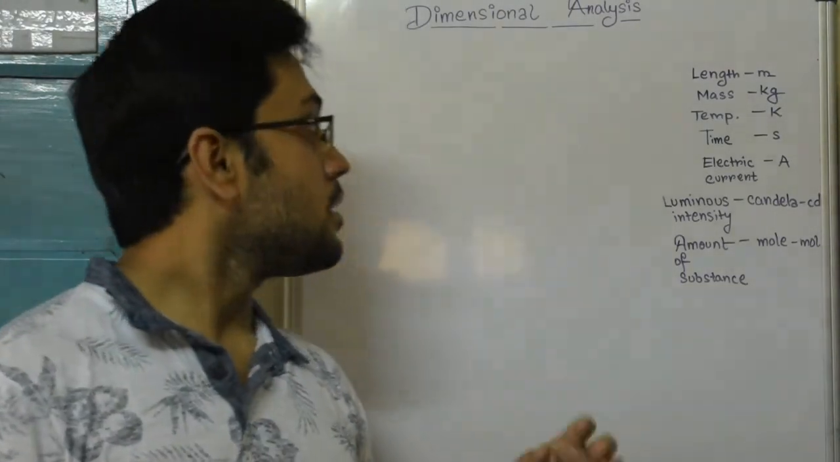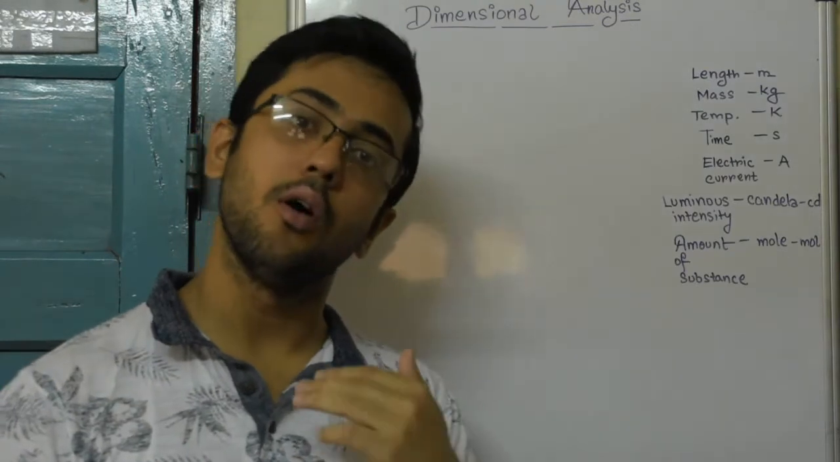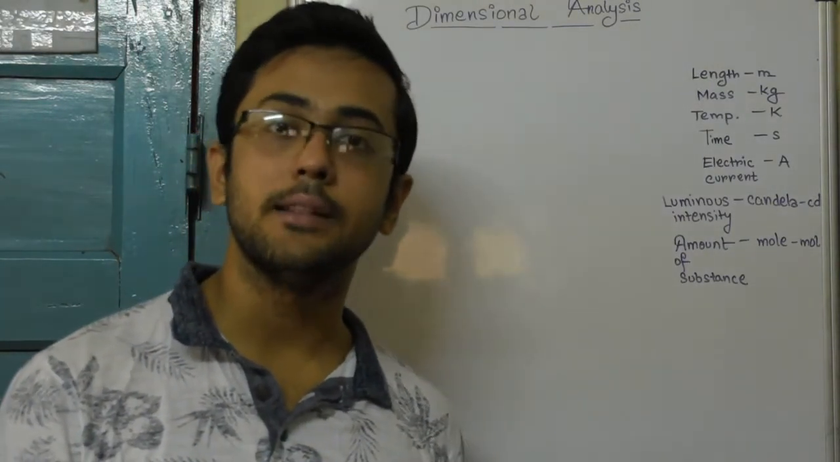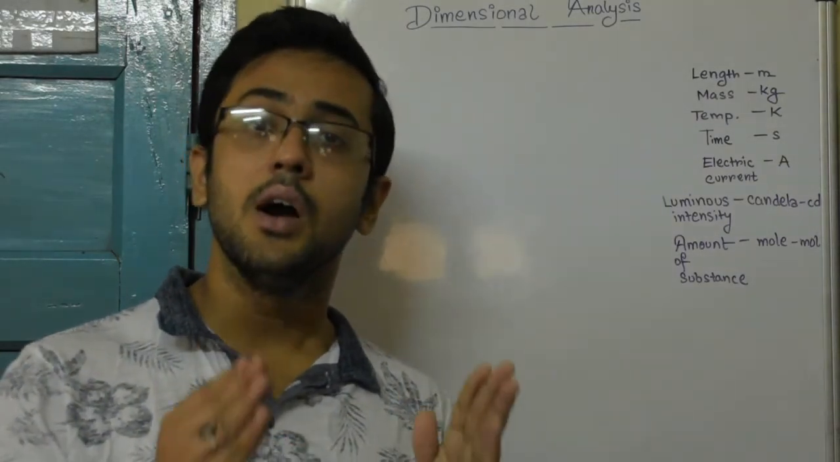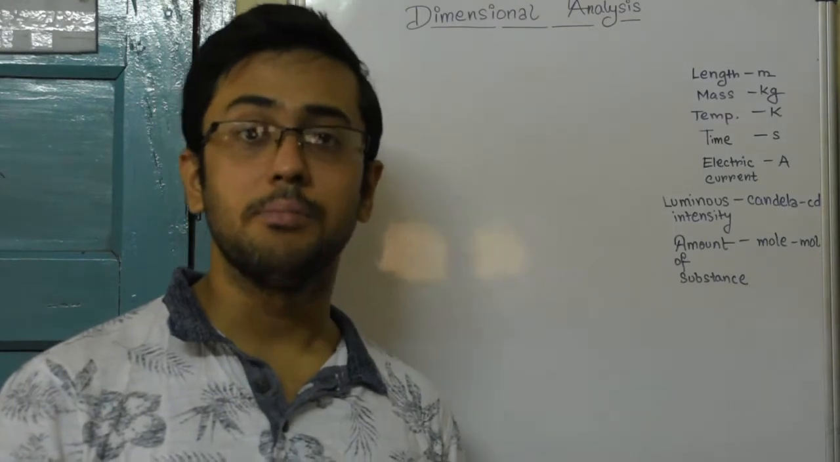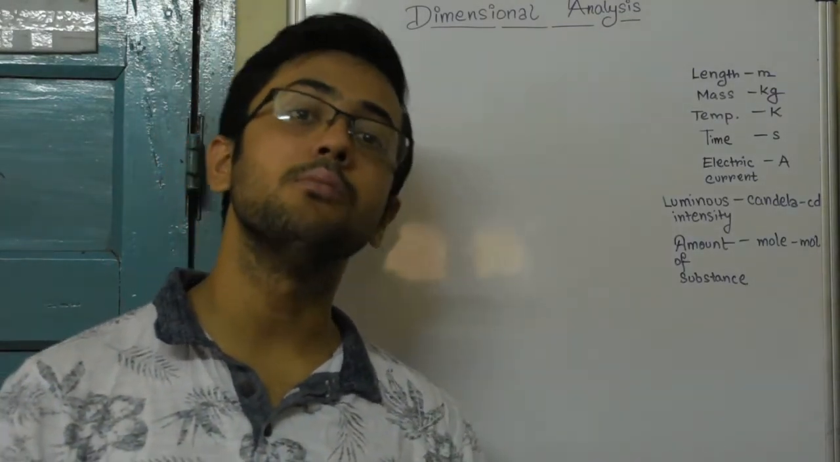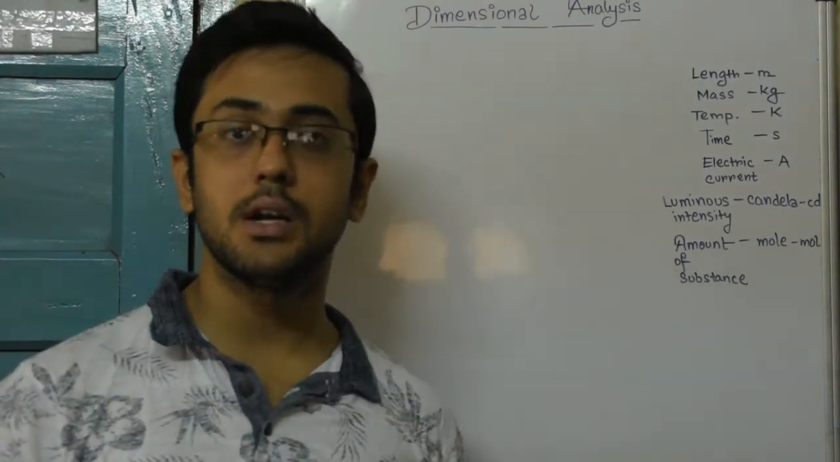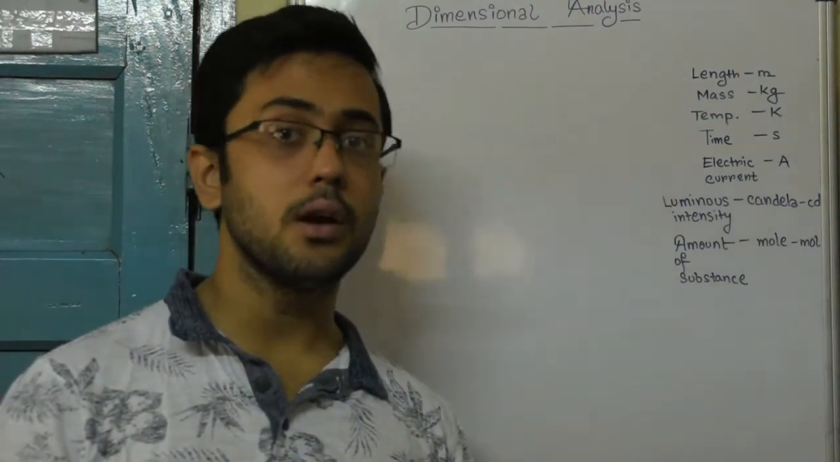Now these are the 7 fundamental quantities with which you are already aware. You studied this in class 8 or 9, that in physics there are 7 physical quantities which are the fundamental quantities. By fundamental, we mean that they cannot be derived from anything more fundamental. They are like the building blocks. And from these fundamental physical quantities, we can get a lot of other derived quantities.